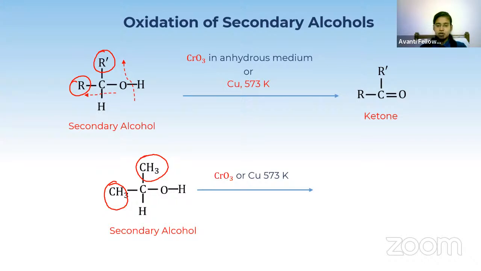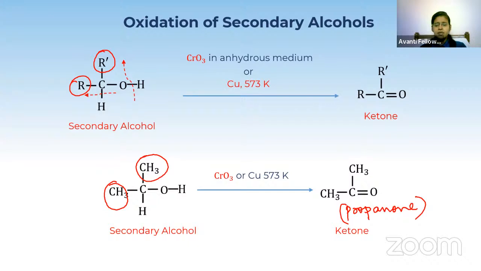Can anyone give me the name of the product or the formula of the product that I will get from the oxidation of this particular alcohol? R and R dash are CH3. And you have to cleave two bonds, OH bond and CH bond, and you have to form a new C double bond O. Very good, Sneha. It is propanone, which is a ketone. Since we have 3 carbons, it is called propanone, or acetone. Acetone is the common name and propanone is the IUPAC name. So this is all about the oxidation of secondary alcohol.